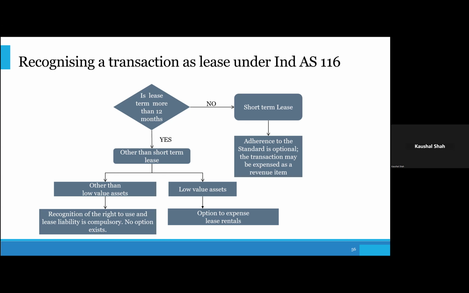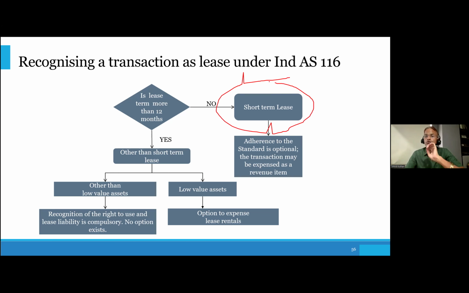Now, for the purpose of capturing the ROU asset, there are two exceptions. It's important to understand the exceptions. Number one, short-term leases, leases for a term of only up to 12 months. Leases of a term up to 12 months only are excluded from the applicability of the standard, because there you can do regular rental accounting. The lease term is too short, 12 months only, therefore you can ignore the accounting standard.